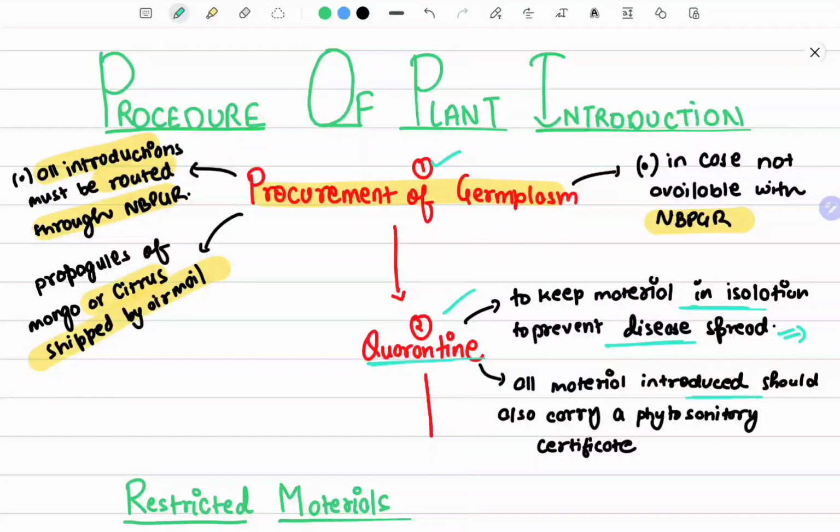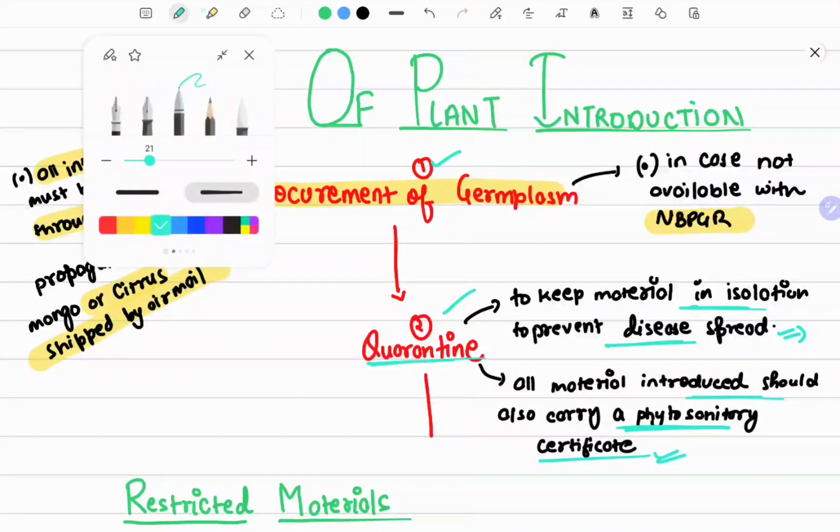All material introduced should also carry a phytosanitary certificate. A phytosanitary certificate is very important because it tells the authenticity of that material, that is, whether the material is free from diseases or not.